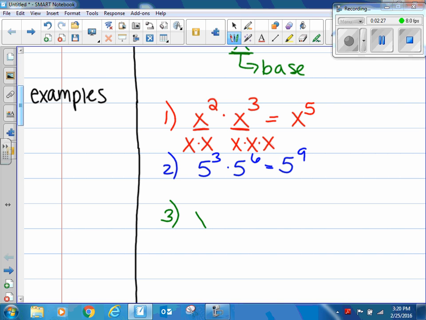Let's say you have x times x squared times x to the third times x to the fourth. What do we have? Well, the first thing we need to remember is that this x right here does have an exponent. It has an exponent of 1. So when you add these all together, you have to add 1 plus 2 plus 3 plus 4, and that gives you x to the 10th.